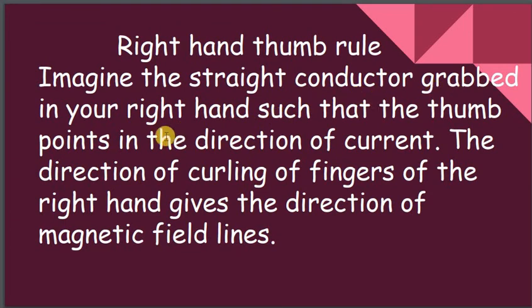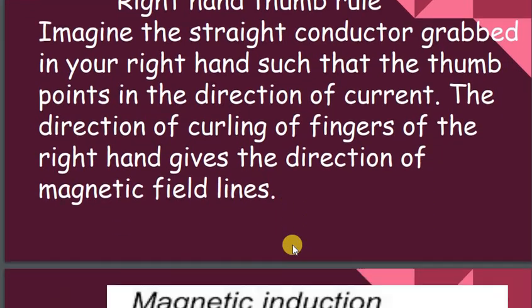Imagine the straight conductor grabbed in your right hand such that the thumb points in the direction of the current. The direction of curling of the fingers of the right hand gives the direction of the magnetic field lines.